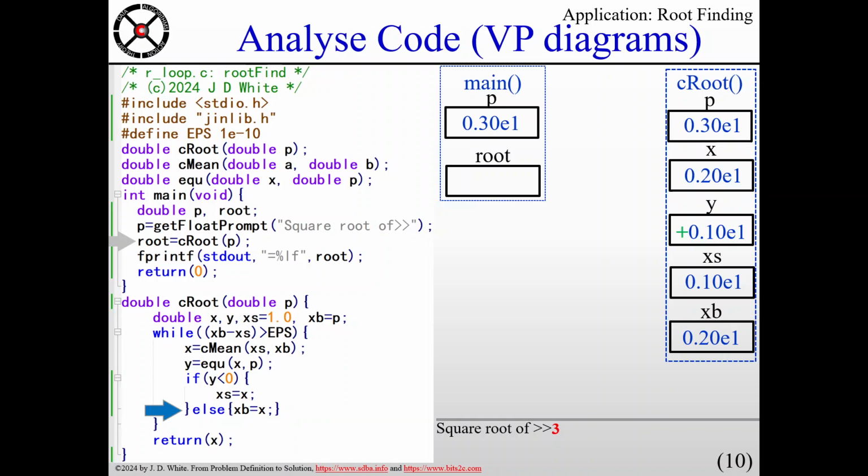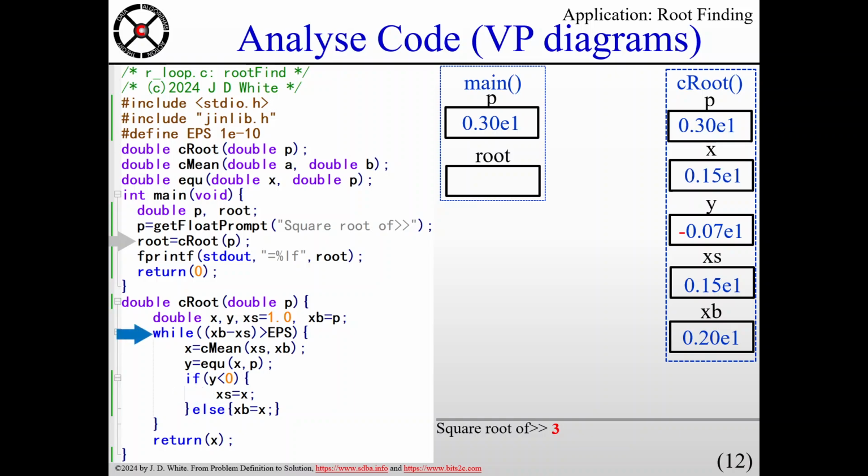xb equals x. Loop again. Is xb minus xs greater than epsilon? Yes. Enter the loop. We take the mean. What's halfway between 1 and 2? 1.5, right? We calculate the equation and find that y is negative this time. That means y is less than 0, so xs equals x. Okay, so we have the lower bound now. So the final root is between 1.5 and 2.